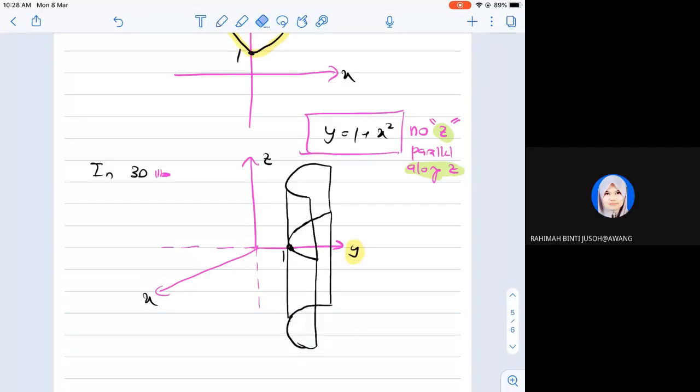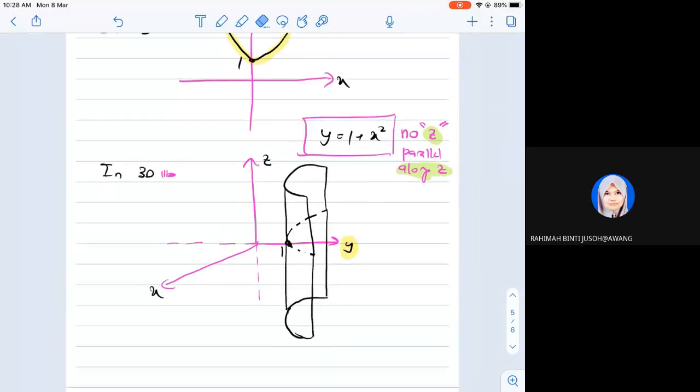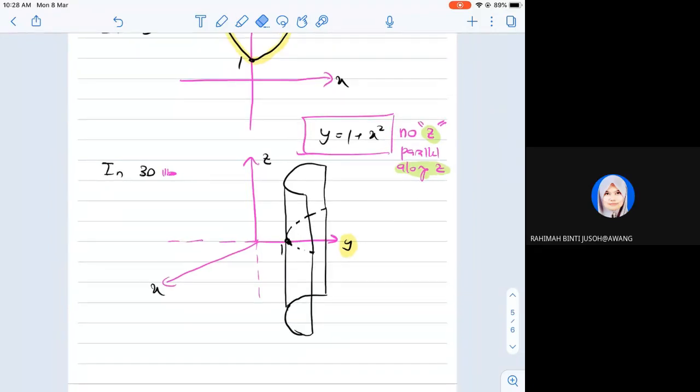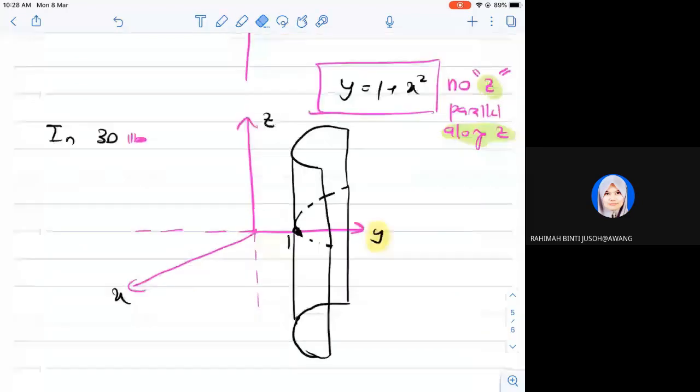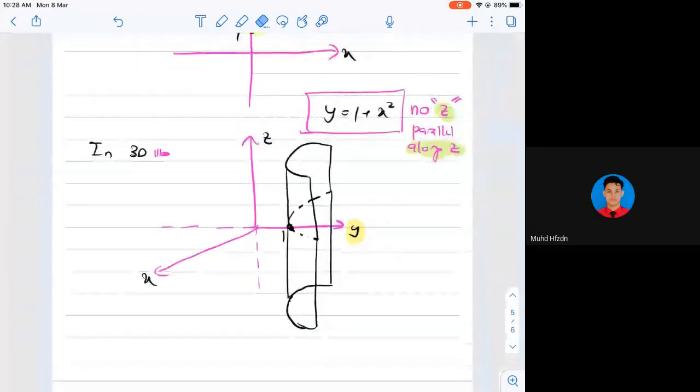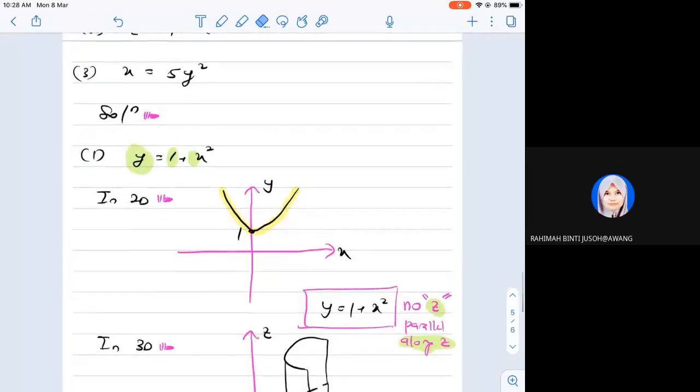So yang tengah-tengah ni dah boleh buat dotted lah. Macam tu. Okay, it's up to you. Either you want to sketch only positive part of Z or both sides. Okay, sebab dia tak mention, so we just sketch a portion of it. Parabolic cylinder ni bentuk macam longkang lah. Understand guys? Yes, Doctor. Okay, good, very good.